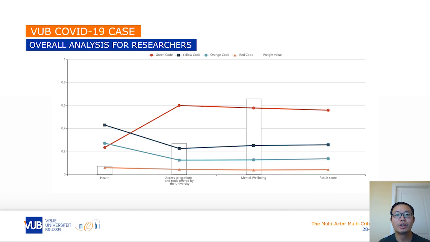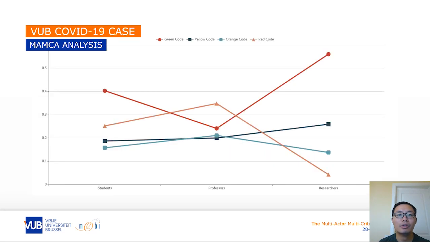For the researchers group, stakeholders place mental well-being in first place. In the green code, there is no restriction on social contact, and the workload is well balanced with home time. Thus, the green code is the best scenario for them. The multi-actor view visualizes the performance of the four codes on different stakeholder groups. We can see that the preferences for the alternatives vary between stakeholder groups. This is the objective of MAMCA, which shows the different points of view from different stakeholder groups.